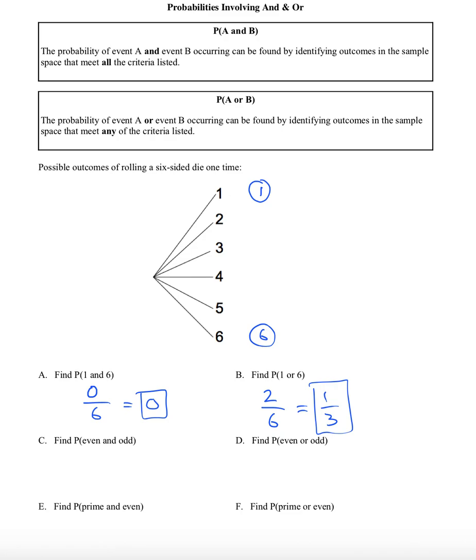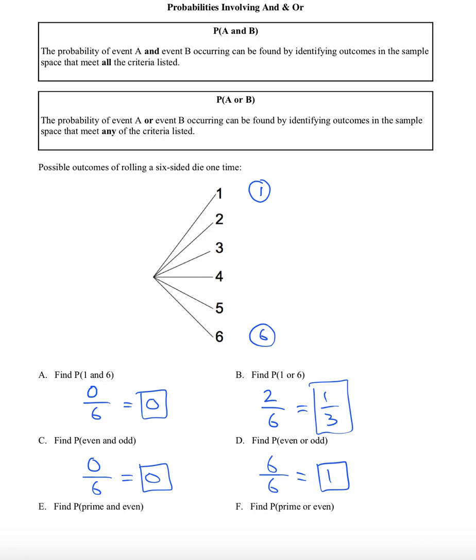Find the probability of getting both an even and an odd number. That can't happen. No numbers meet both criteria. But what about the probability of an even or an odd number? Well, in that case, 1 would work because it's odd, 2 would work because it's even, 3 would work because it's odd, and so on. They would all be successes because they meet one of the criteria. It's certain that if you roll the die, you will get either an even or an odd number.